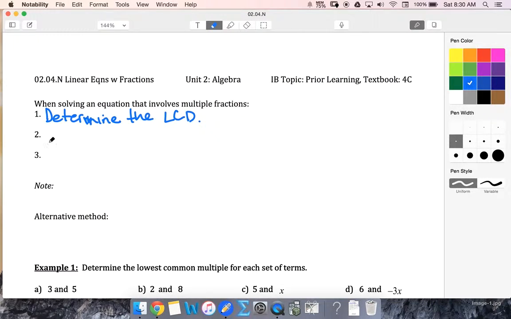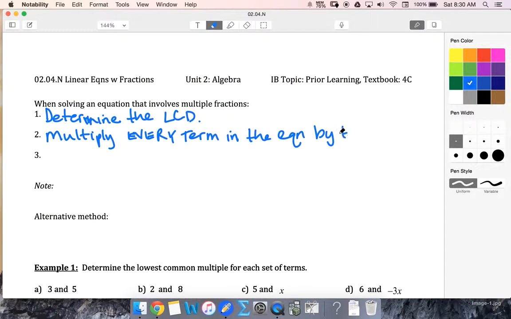Once we know this, we multiply every term, and it has to be every single one, every term in the equation. And I'm going to use EQN for equation. Multiply every term in the equation by the LCD. And then we solve as normal.